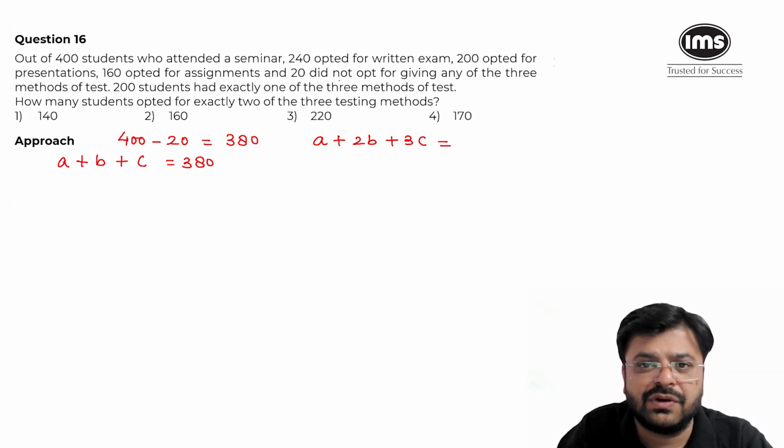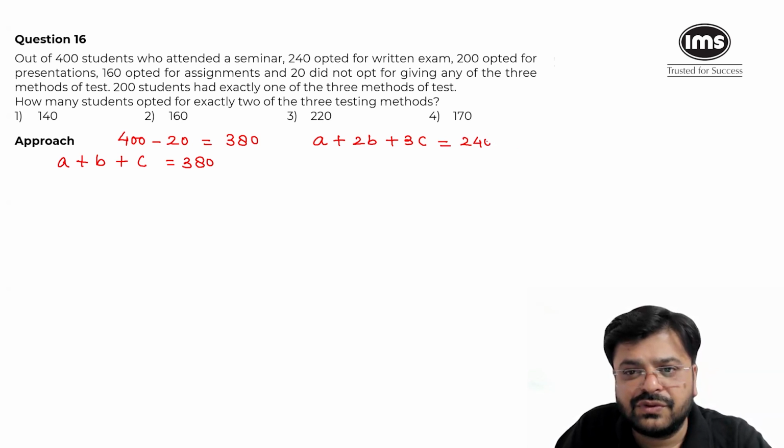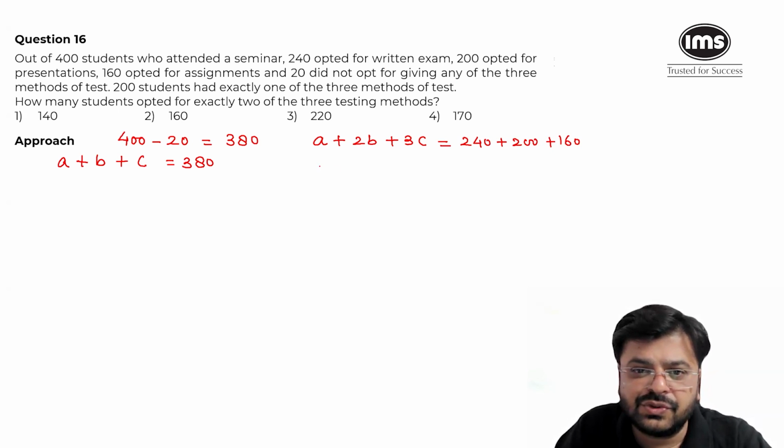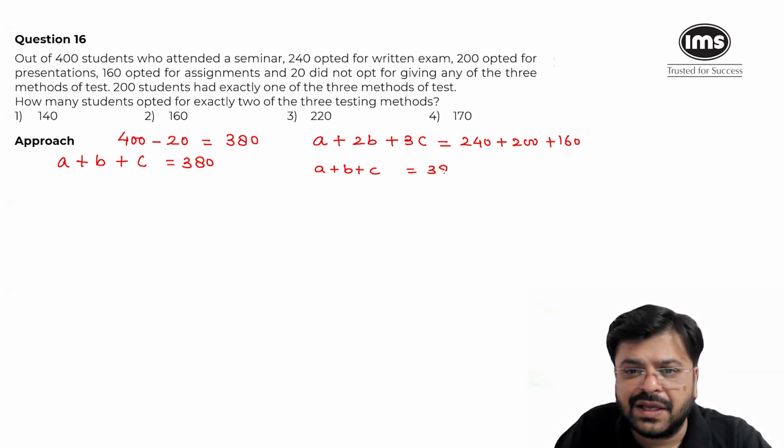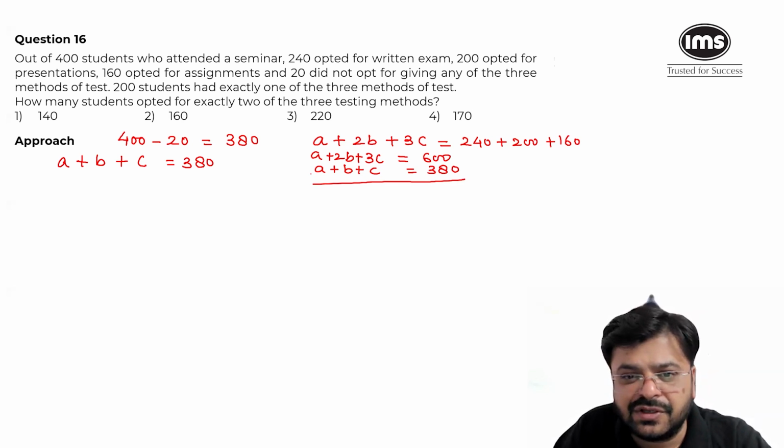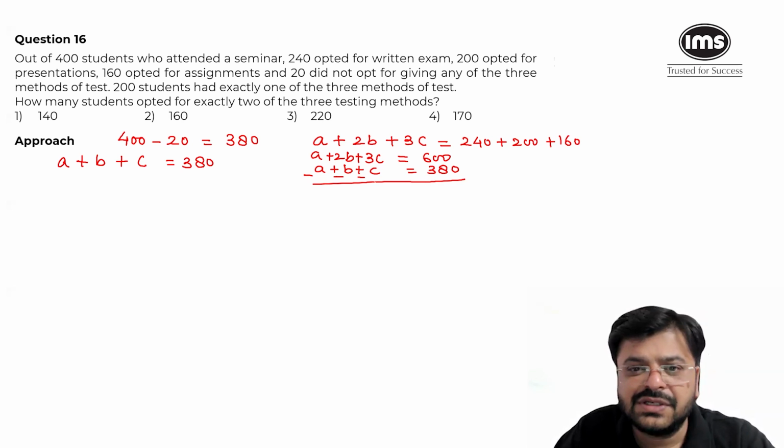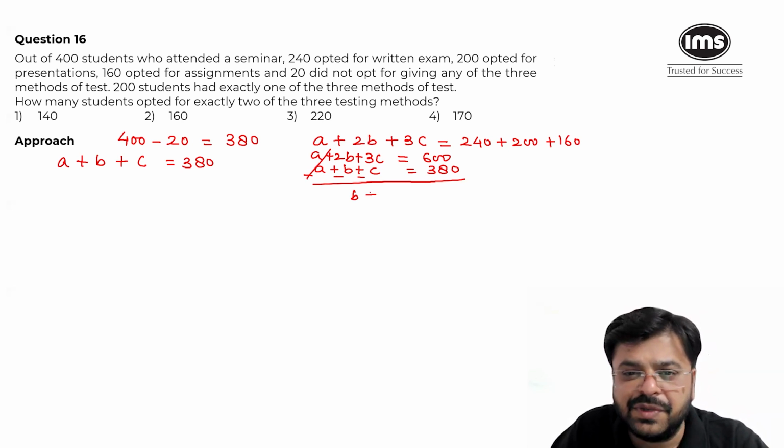And this total should be equal to the number of tests taken by these people, which is 240 plus 200 plus 160. So now we have A plus B plus C is equal to 380 and A plus twice B plus thrice C is equal to 600. Now we subtract this equation from this. So it will give us B plus twice C is equal to 220.